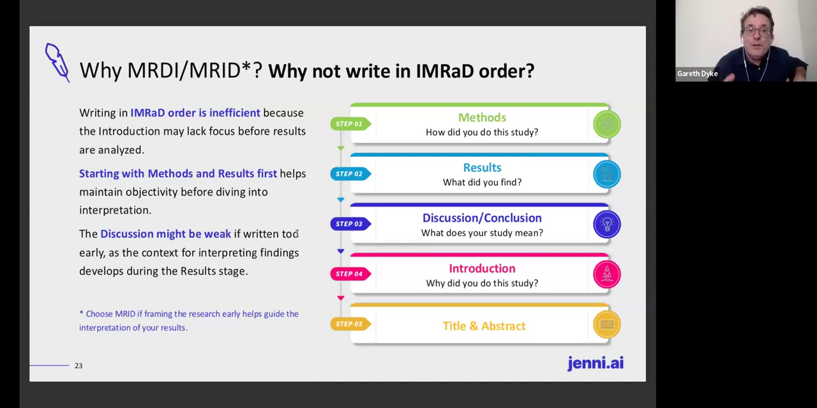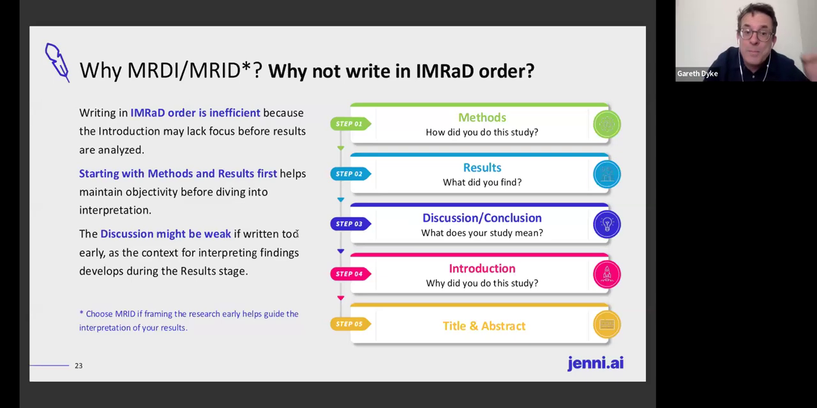Well, this is inefficient because your introduction may lack focus before you've analyzed your results. Starting with the methods and results helps to maintain objectivity before diving into interpretation. And I always find that, you've got your figures, you've got your results, talk about them and write the methods because that's just a sequence of events. We'll talk about that in a moment, but you might as well begin with the bits that you've got finished. That gives you the shape, the core, the central components of the rest of the article.